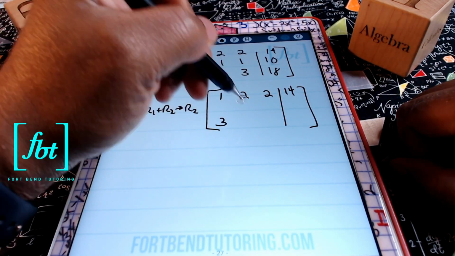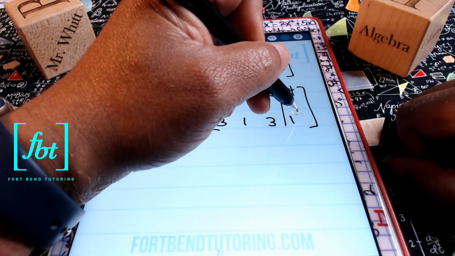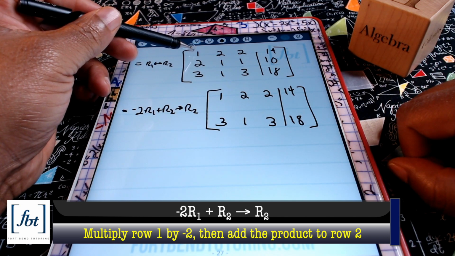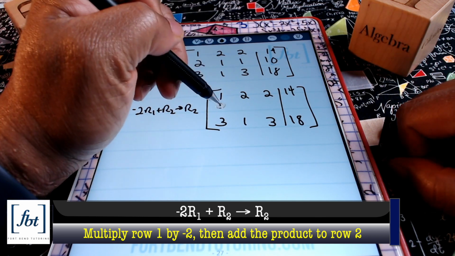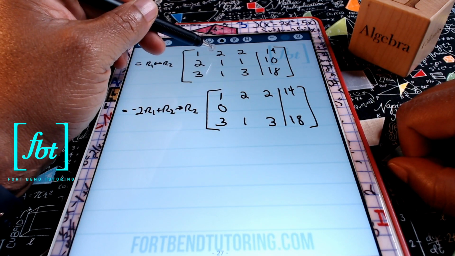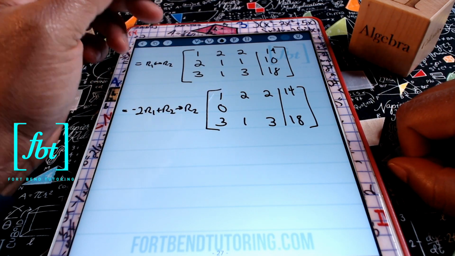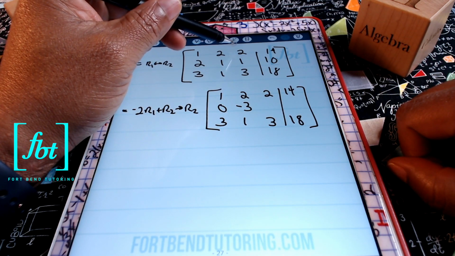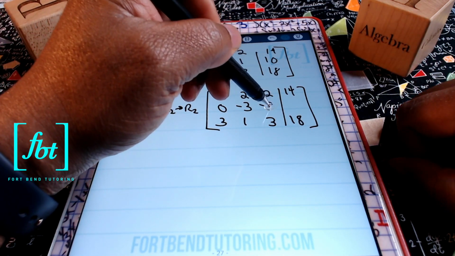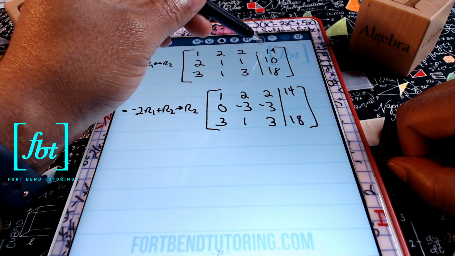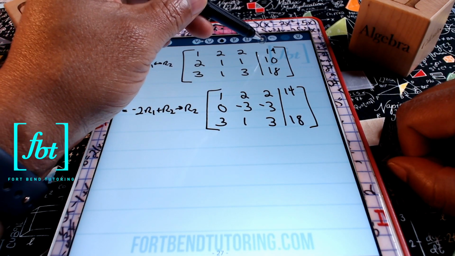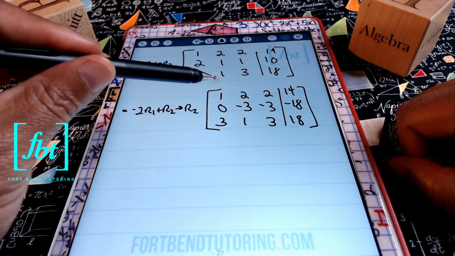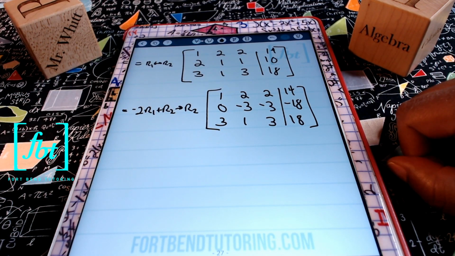So the third column, I have 3, 1, 3, and 18. And I'll be multiplying -2 times 1 to give me -2. -2 plus 2 is 0. Then I'll have -2 times 2 is -4. -4 plus 1 gives me -3. I have -2 times 2 gives me -4. -4 plus 1 gives me another -3. And then -2 times 14 is -28. -28 plus 10 is -18. And this is going to be our new second row after we complete that operation.